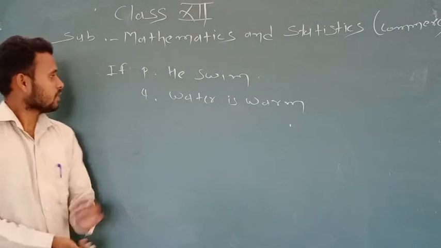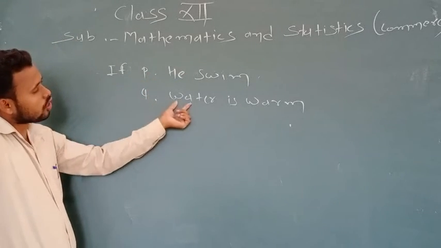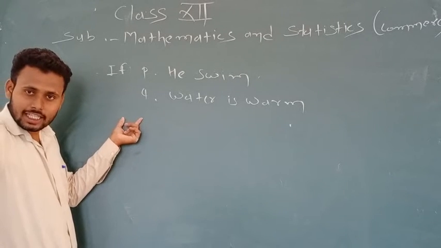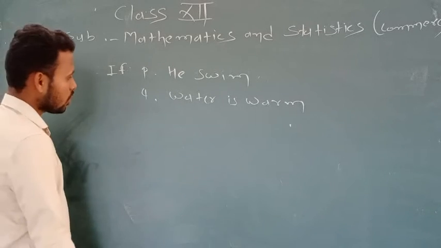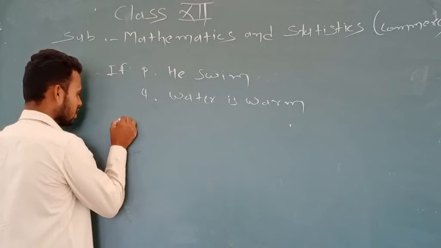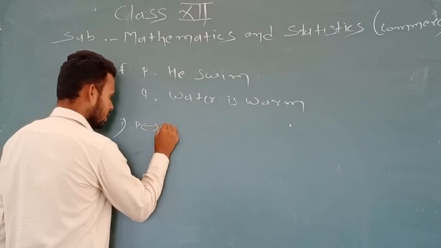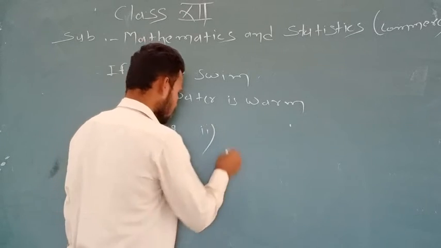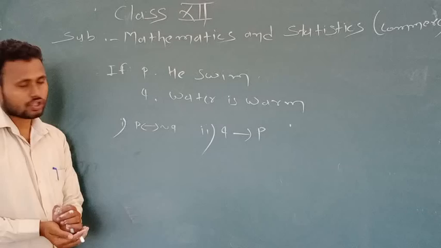Question: If P denotes "he swims" and Q denotes "water is warm", then give the verbal statement of the following symbolic statements. First one is P if and only if negation of Q, and second one is Q implies P.